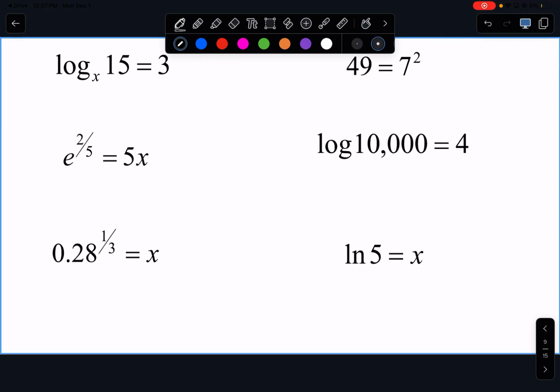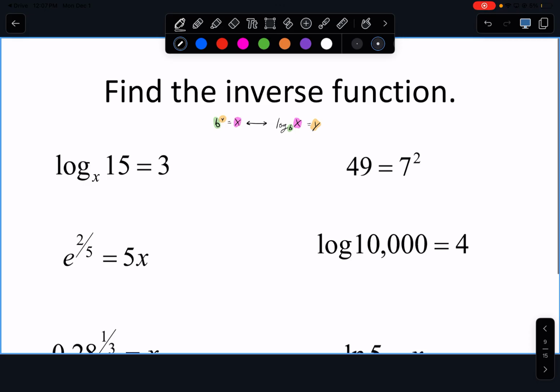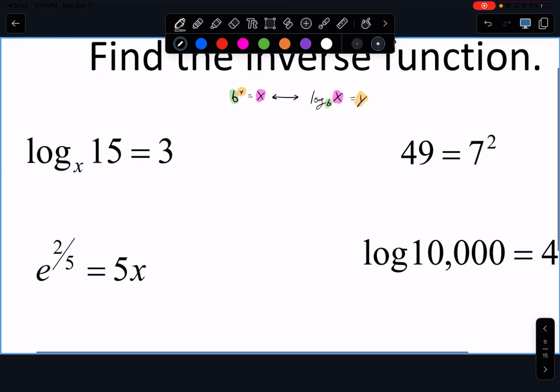Okay, we got that? All right, so we're going to start out with these two on the top. They're the same as what we've been doing. The only difference is the one on the right is just rearranged. It has the base on the right. Okay, so base on the right, x on the left. The one on the left is in exponential or logarithmic form.